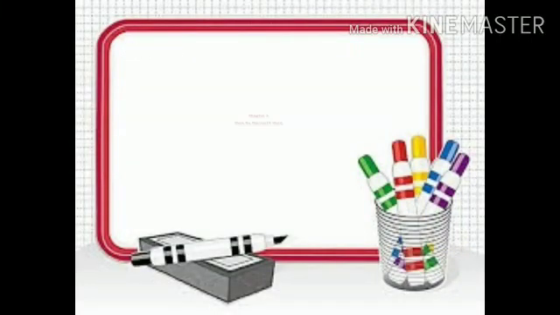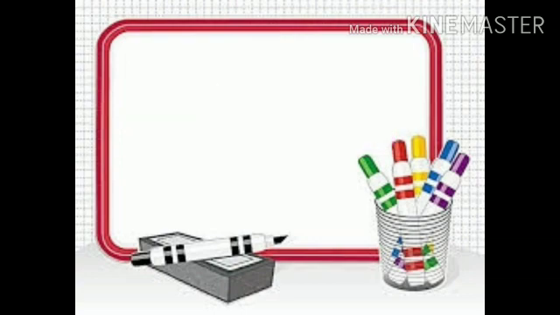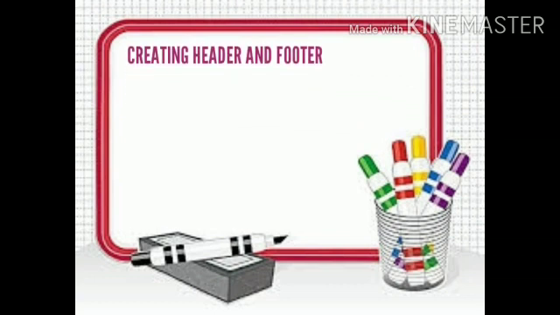Good morning, children. Today we'll continue our previous chapter, that is more on Microsoft Word. In the previous video, we have learned about copying formatting to another selection, that is how we are going to use the Format Painter tool, applying subscript and superscript effect, finding and replacing the text. Today we will start with header and footer.